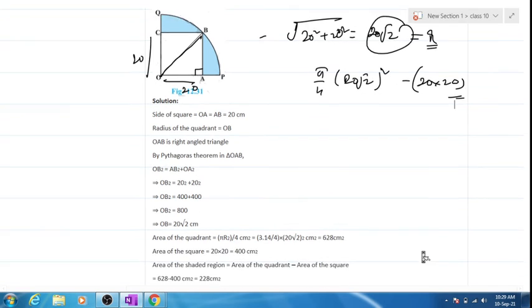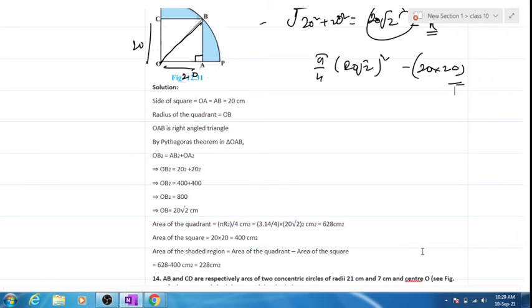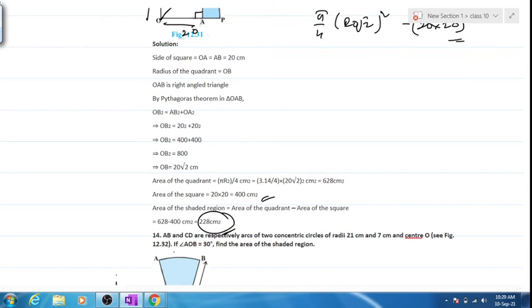I'll not have enough time to wait for the answers. 400 minus 628 will give you 228 centimeter square. This happens to be the correct answer. If anyone has any doubts, you can ask me right away. Otherwise, I'm pausing the video, note it down. And people who are done with this will obviously be moving on to question number 14.